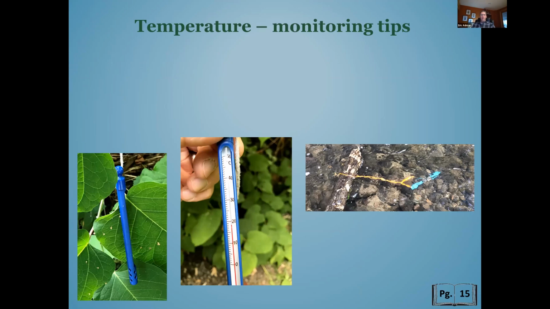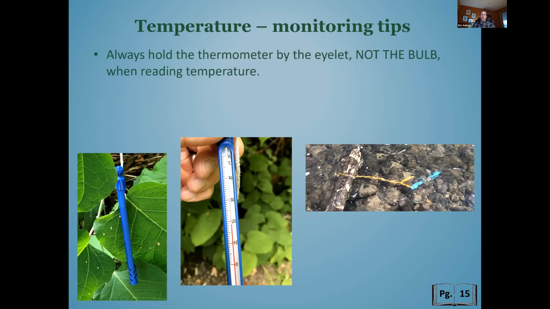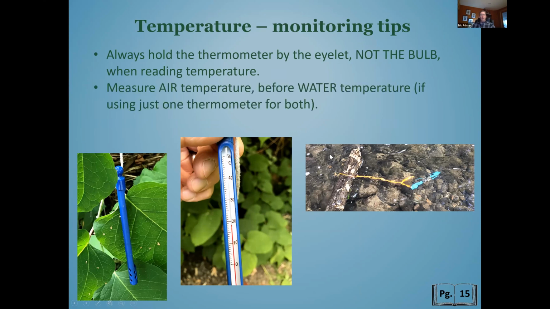Okay, some tips about monitoring. One is you want to hold the thermometer by the eyelet, not the bulb, when you're reading temperature. The reason for that is that if you hold it by the bulb, which is down at the bottom, you can affect the reading. Another principle is that if you only have one thermometer, you want to measure air temperature before water temperature, because if you measure water temperature first, you can get some evaporative cooling that could affect your air temperature reading.